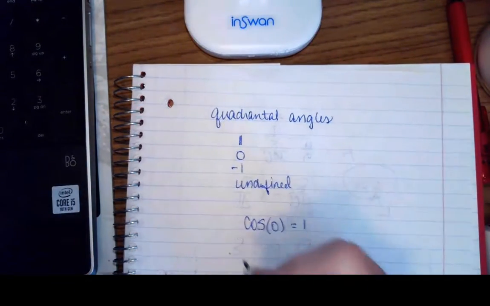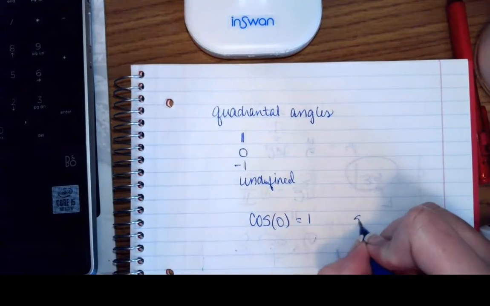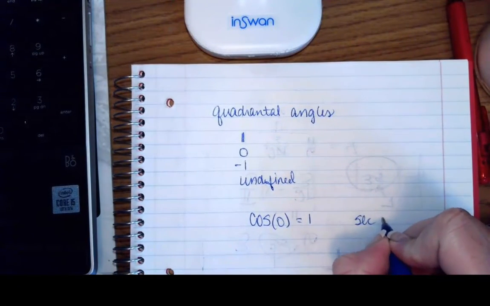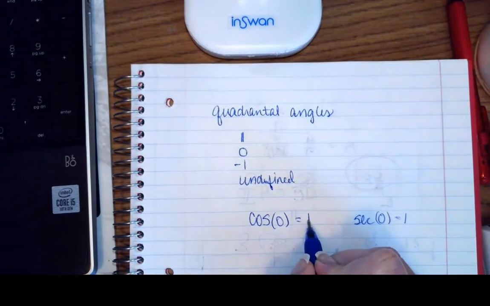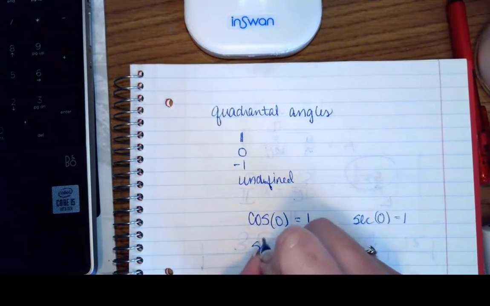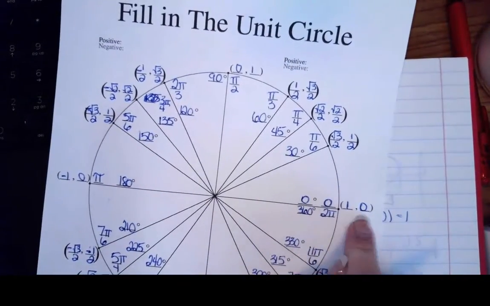Okay, so another thing I can do is say, all right, well, fine. I know what the reciprocal of that is. So the secant of 0 is also going to be 1, because 1 over 1 is 1. All right, so let's do the sine. The sine of 0 is 0. Why? Because that's the y-coordinate at 0.